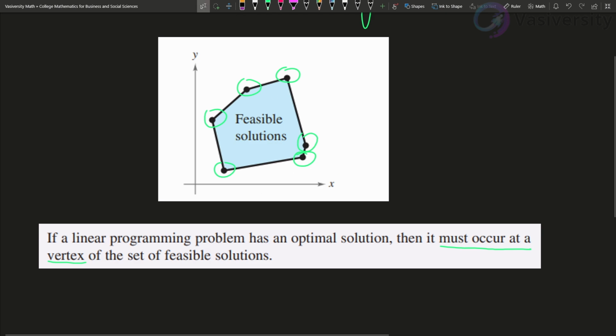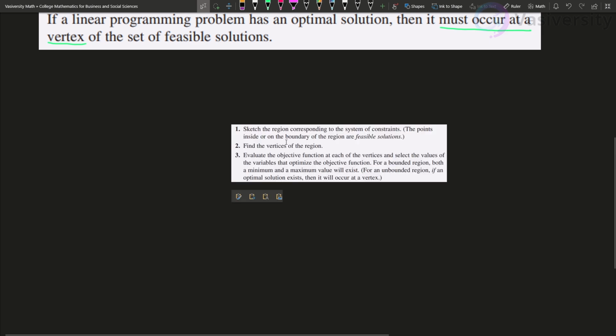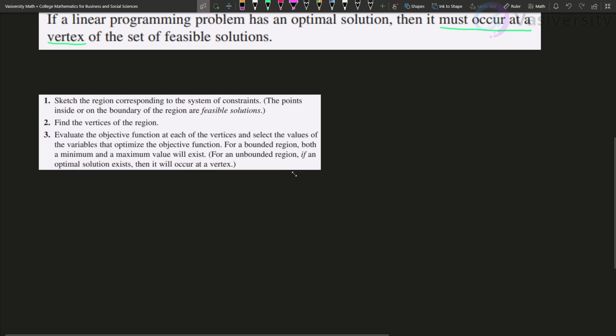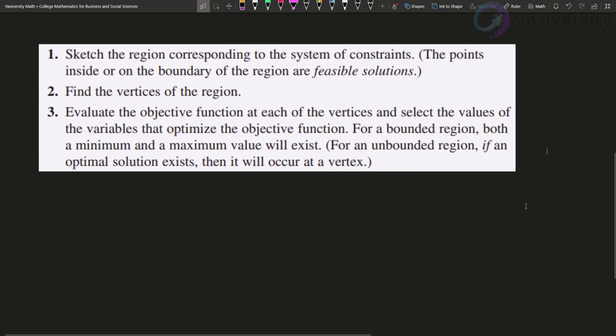So what would be the process of how we would even find the optimal solution? Let's talk about it. Step one, of course, is to sketch the region corresponding to the system of constraints. We would be given some linear inequalities that would make the constraints. These points would form the feasible solution: the points inside or on the boundary of the region we call the feasible solution.